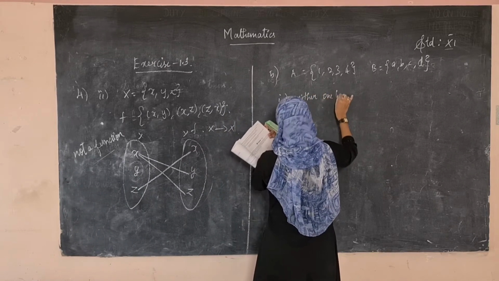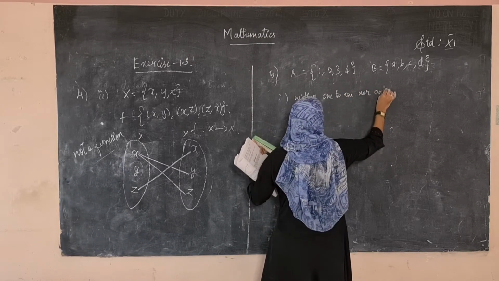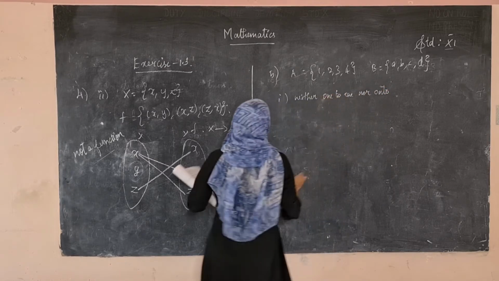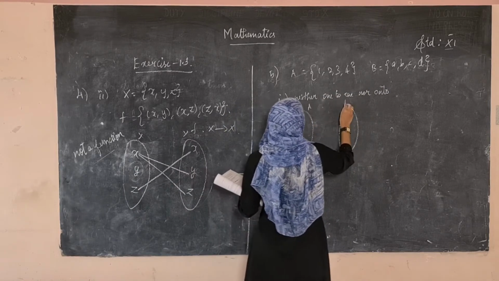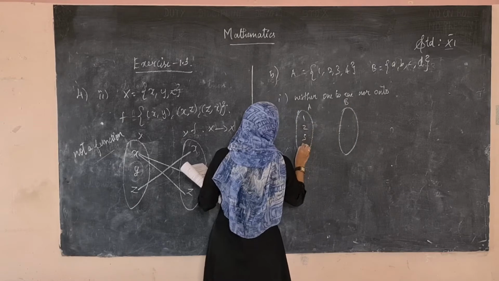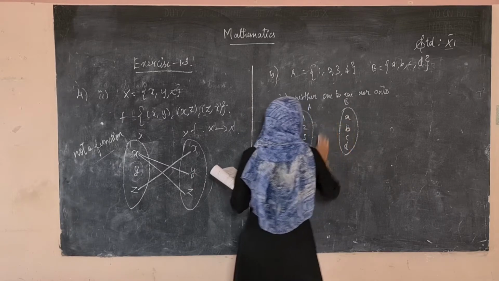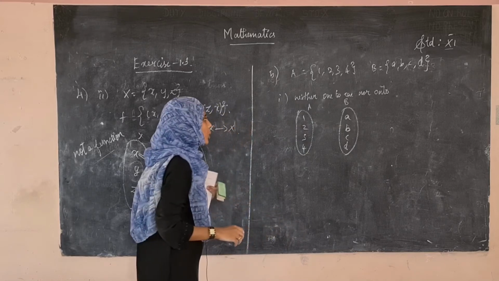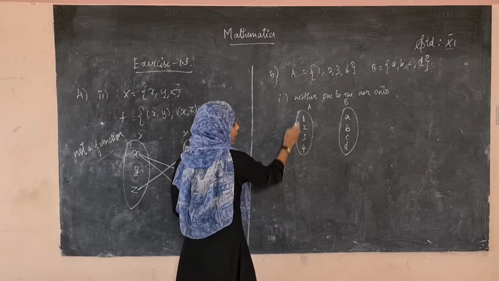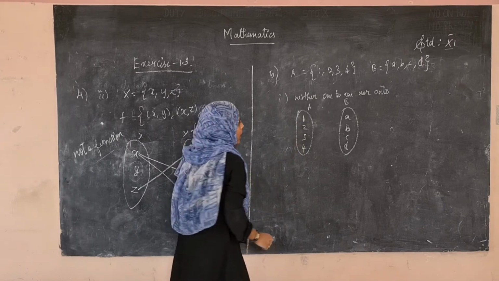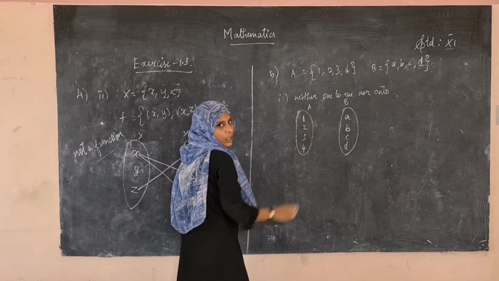neither one-to-one nor onto. It should not be one-to-one, it should not be onto. Now let us map here. It should be from A to B. 1, 2, 3, 4 and a, b, c and d. Neither one-to-one means it is a function, so every element in the domain should be mapped. Not one-to-one means it should not be mapped separately.